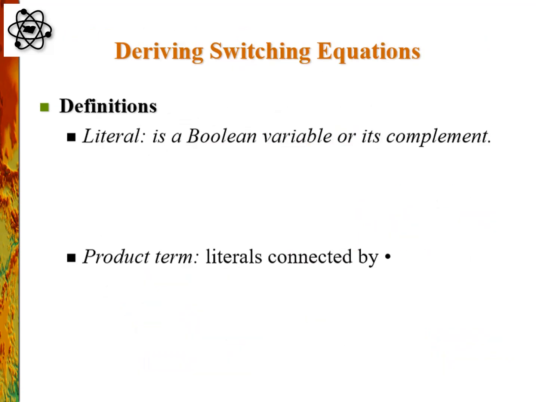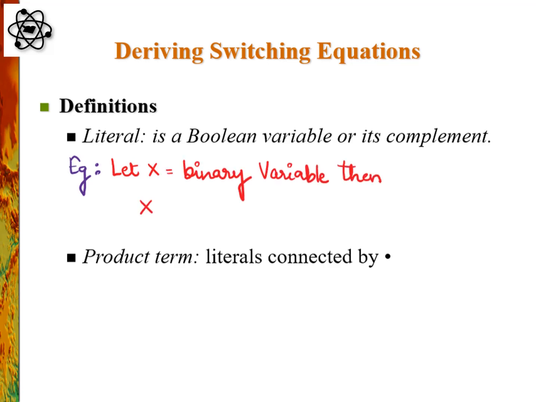Now coming to the definitions of switching equations. The first definition is of a literal, which says a literal is a Boolean variable or its complement. Let me consider x to be a binary variable, then x and x bar will be its literals. You can note that x bar can also be denoted as x dash.